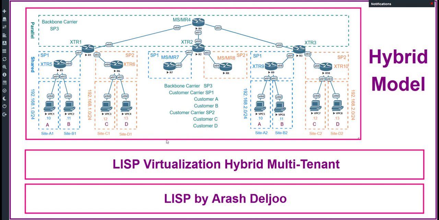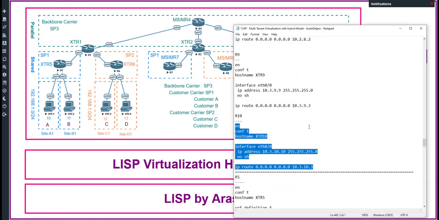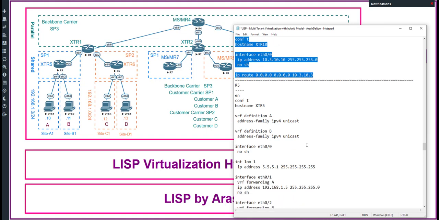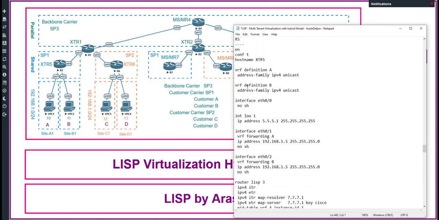Okay, let me show you the configuration of the next part of our scenario. From router 5, we can start the configuration. First, enable, conf t, hostname XTR5. You know that until now we configured the ETH0/0 of router 5, and also we have one default route on router 5. Here we need to configure two VRFs, because as you can see, we have two customers. VRF definition A and VRF definition B, address family IPv4 unicast, address family IPv4 unicast. Very good.